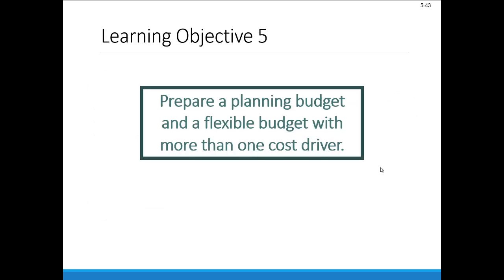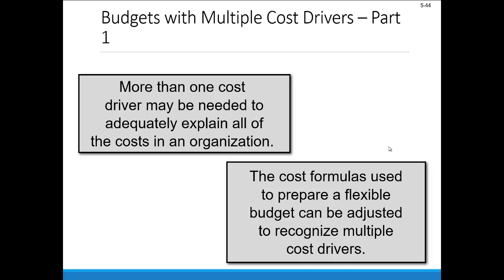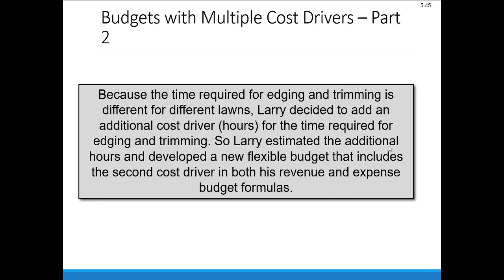And that brings us to learning objective 5, prepare a planning budget and a flex budget with more than one cost driver. So in a lot of the examples we've used, we tended to simplify the cost drivers for a particular cost. But in a lot of cases in practice or in reality, organizations may need more than one cost driver to adequately explain how those costs are incurred or driven. So the cost formulas used to put together flex budgets can be adjusted pretty easily to recognize these multiple cost drivers. Let's try one for Larry's lawn service here, just to include some numbers and some drivers.